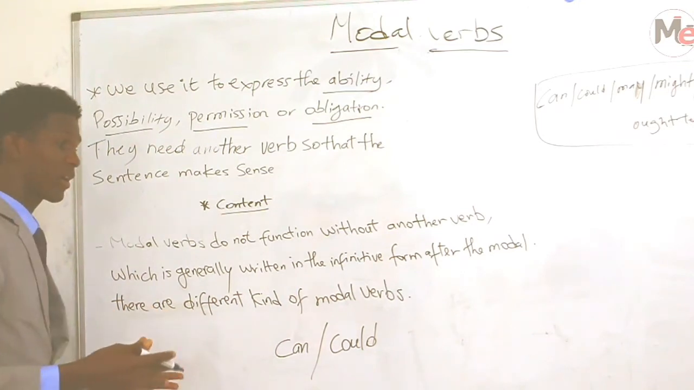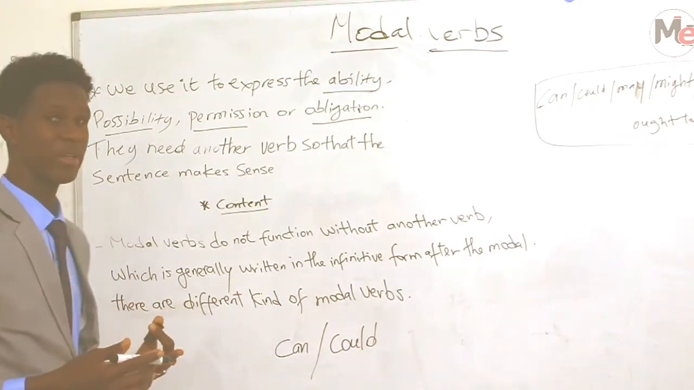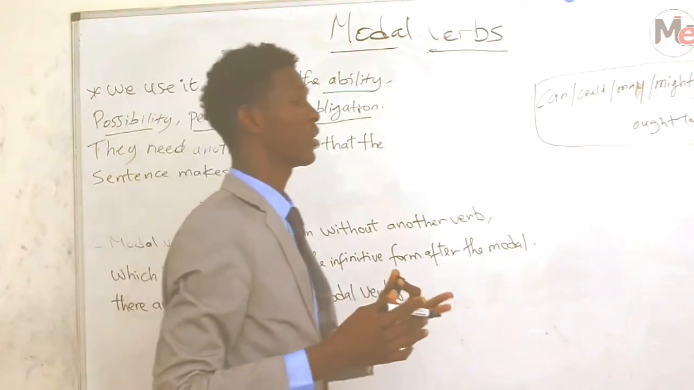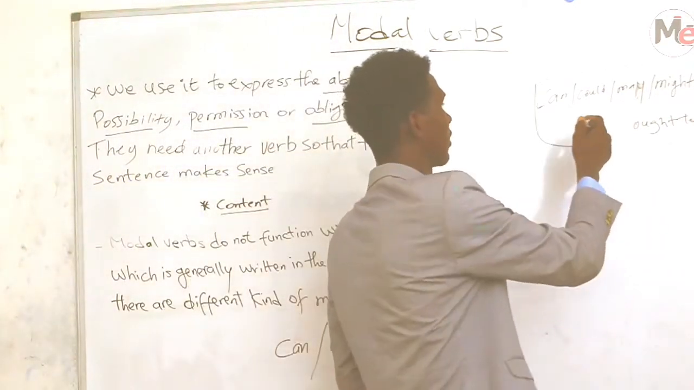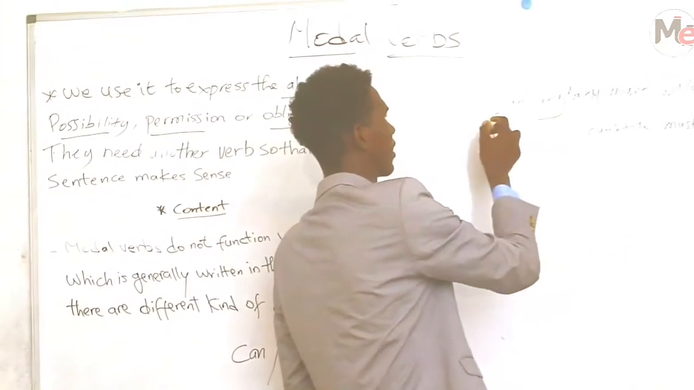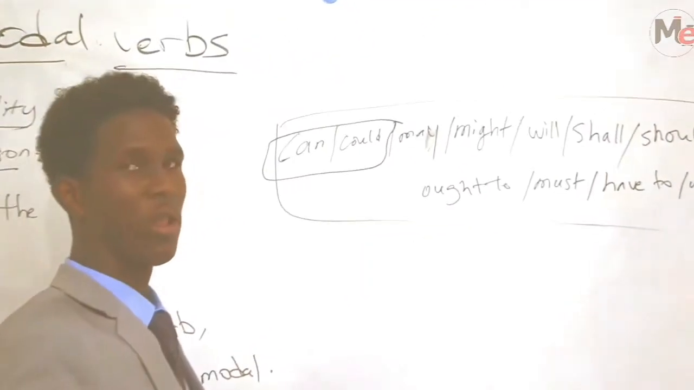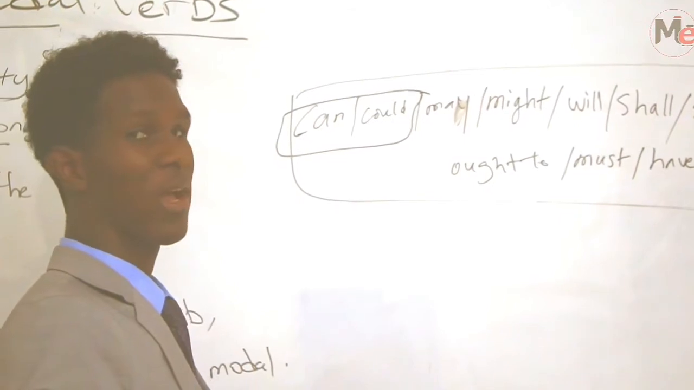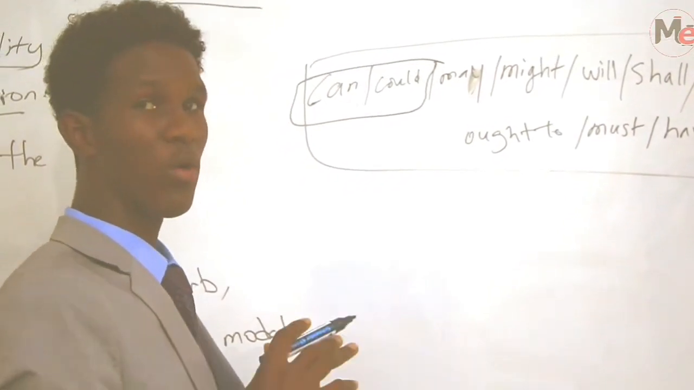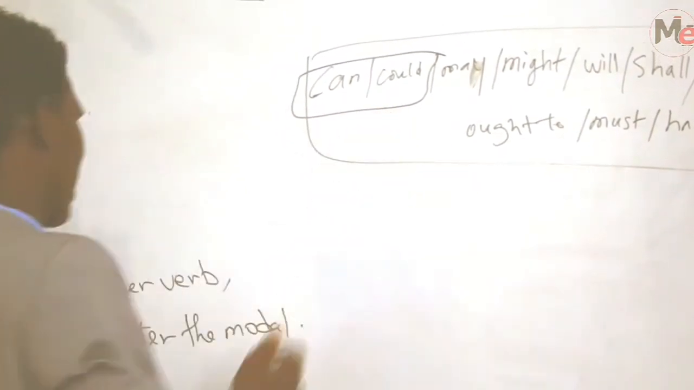There are different kinds of modal verbs. However, today's lesson will be focused on these two, can and could. We have may, might, will, shall. We have many modal verbs. However, in this lesson, we'll be only focusing on can and could.